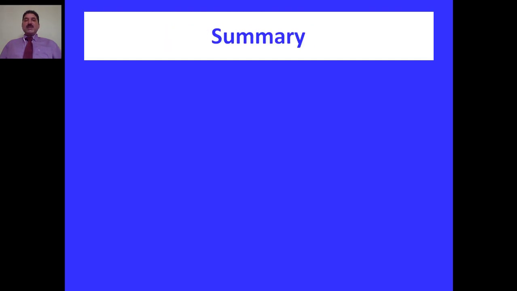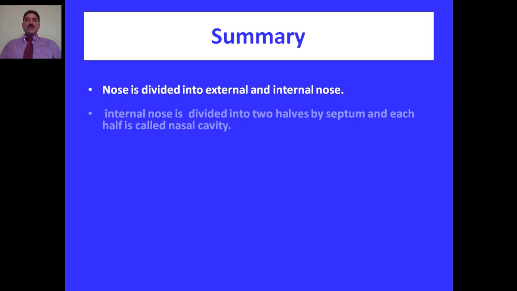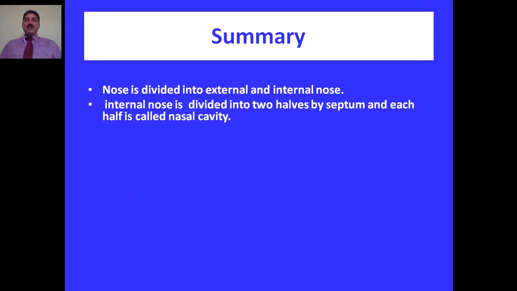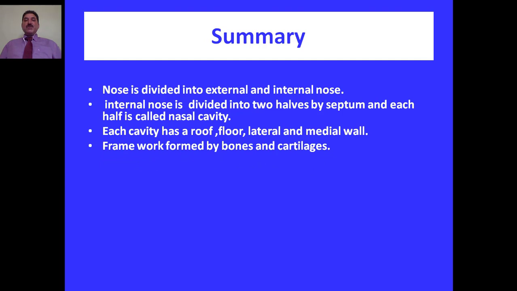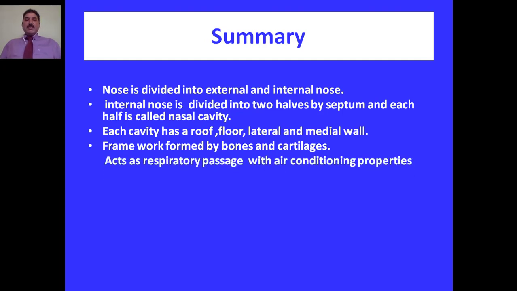I want to summarize my lecture as under: the nose is divided into external and internal nose. The internal nose is divided into two halves by the septum, and each half is called a nasal cavity. Each nasal cavity has a roof, floor, lateral wall and a medial wall. The framework of the nose is formed by bones and cartilages. The nose acts as a respiratory passage with air conditioning properties and also as an organ of olfaction.